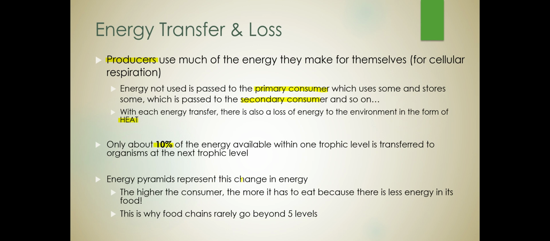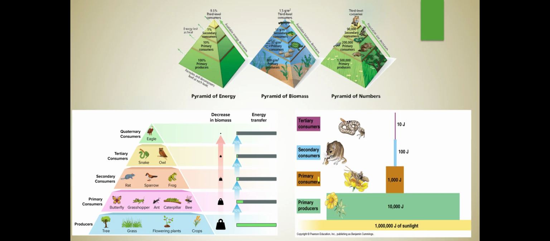And this is why we don't really see food chains going much higher than tertiary or quaternary consumers, because by the time you get to the top, there's really not a lot of energy available in the food that they're eating. That also means they typically have to eat a lot more. Okay, when you have a top level carnivore, they're going to have to consume a larger amount of food because there's less energy in the food that they're eating. And so what we look at with these energy pyramids are how these changes in energy occur.